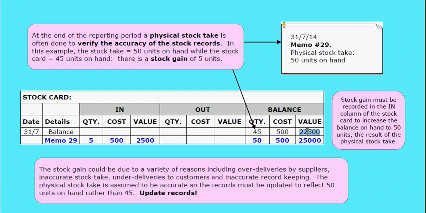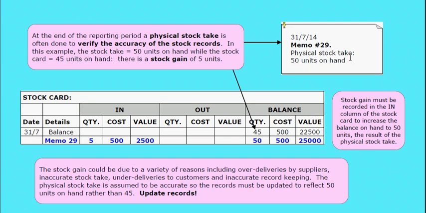Every now and again, management goes and checks the accuracy of the stock card by doing a physical stock take. They walk into the storeroom or the warehouse and they physically count the stock. In this case, they have recorded in this memo number 29, the physical stock take comes back with 50 units on hand. This is assumed to be more accurate than the values in the stock card. The physical stock take overrides the stock card.